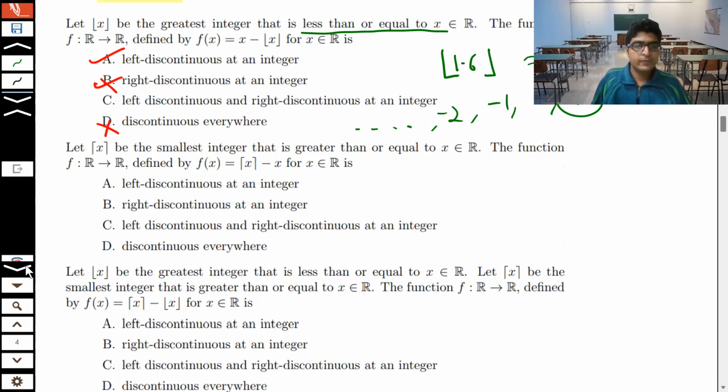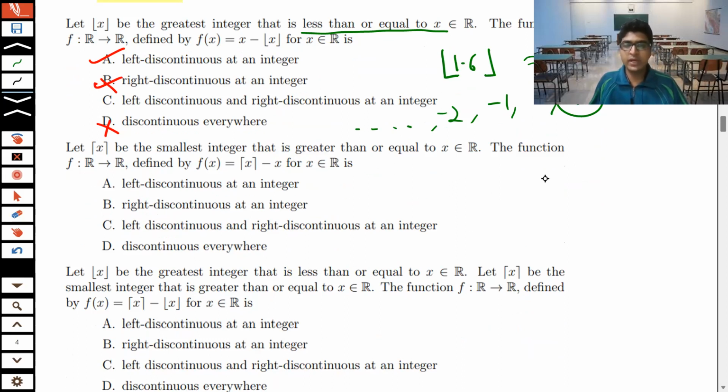Moving on to the second question of this series. Let this symbol be the smallest integer that is greater than or equal to x. So again, if I take 1.6, what is the smallest integer greater than or equal to x? What are all the integers greater than or equal to 1.6? Well, those are 2, 3, 4, and so on. And what is the smallest of them? Well, that's 2. So it will give you 2.